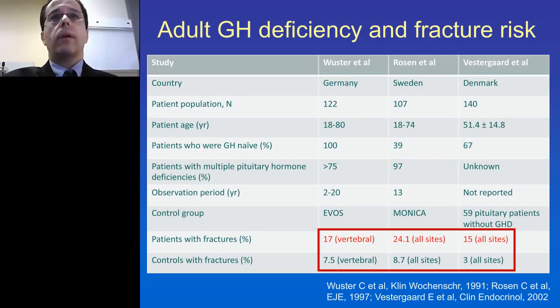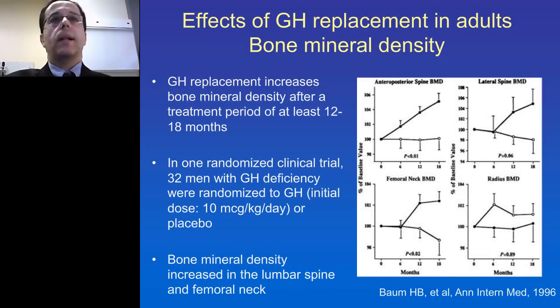So what about the effects of growth hormone replacement in adults? Well, we have studies now that show that replacing growth hormone in an adult population increases bone density after a treatment period of at least 12 and preferably 18 months.